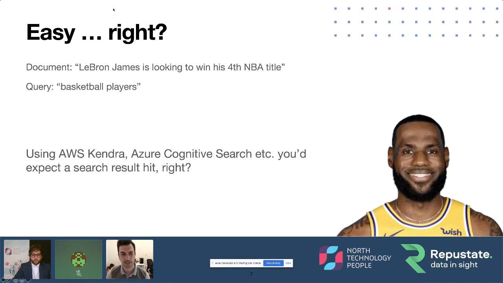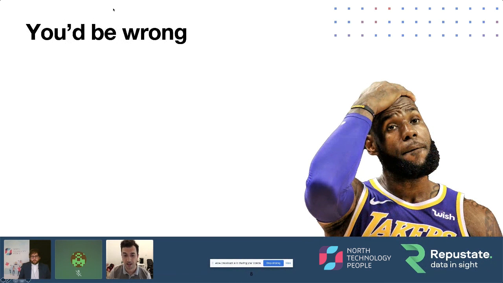And so if you were to use some software from the big billion-dollar companies like Amazon and their Kendra offering, or Microsoft's Azure Cognitive Search, you'd expect a search result, right? If I entered the query basketball players, you'd expect LeBron James is looking to win his 4th NBA title. If that sentence appeared in a document, you'd expect that search result hit, right? But you'd be wrong. These search engines miss this document completely.